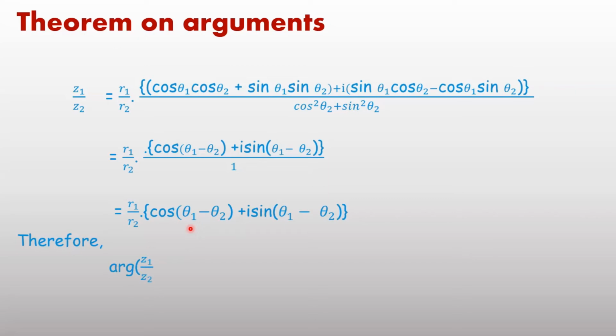Therefore the argument of z1 upon z2 we can write as theta 1 minus theta 2, where putting the values of theta 1 and theta 2 means argument of z1 minus argument of z2. In this process, the proof of the second theorem is completed.